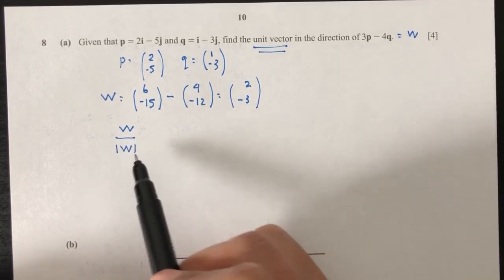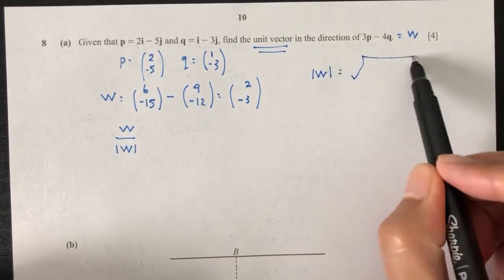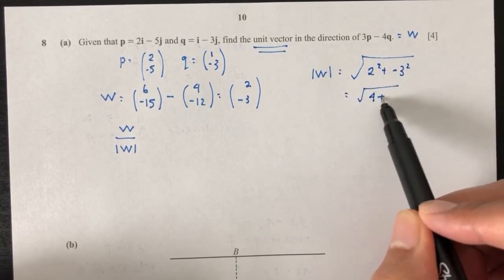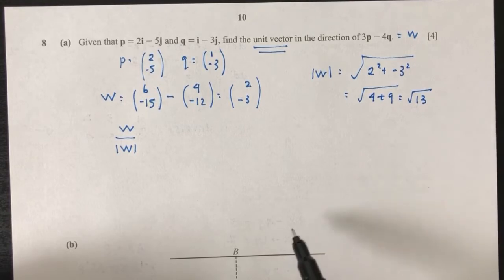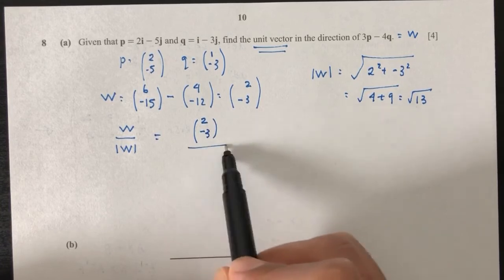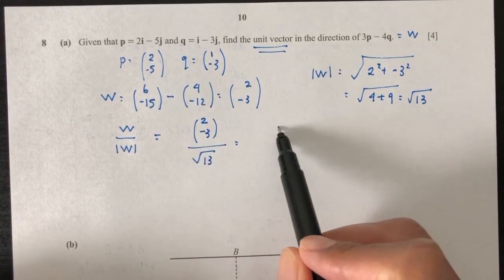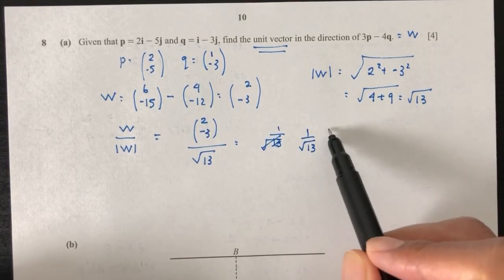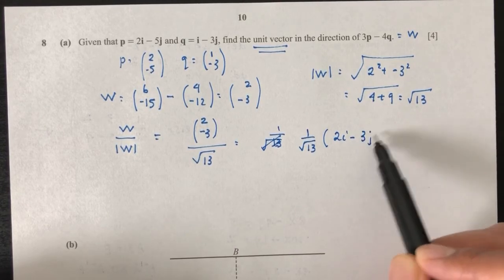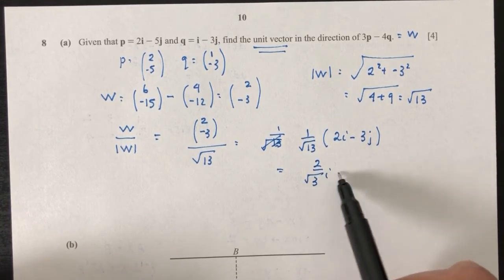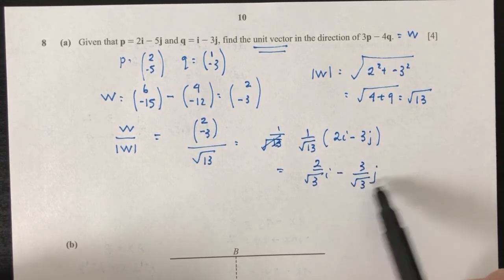So let's find this magnitude. It is equal to the square root of the first one squared plus the second one squared. That will be 4 plus 9, which is the square root of 13. So this will be this vector divided by the square root of 13. So it will be 1 over square root of 13 times 2i minus 3j. So we can write this down as 2 over square root of 13 i minus 3 over square root of 13 j. So this will be your answer for part 1.